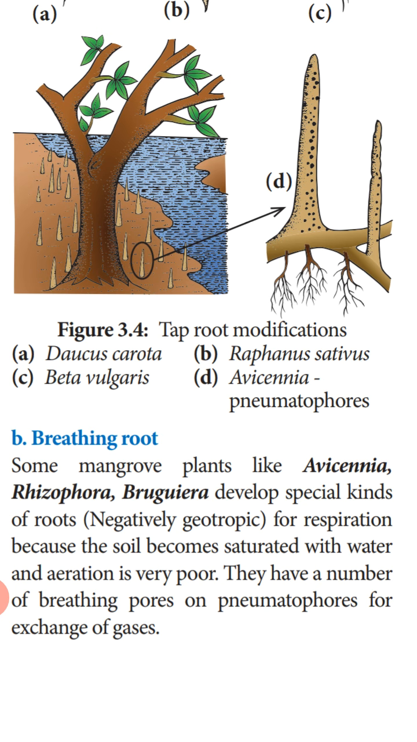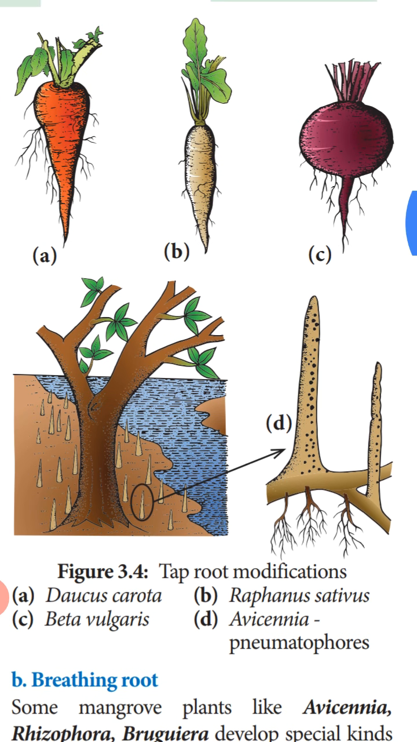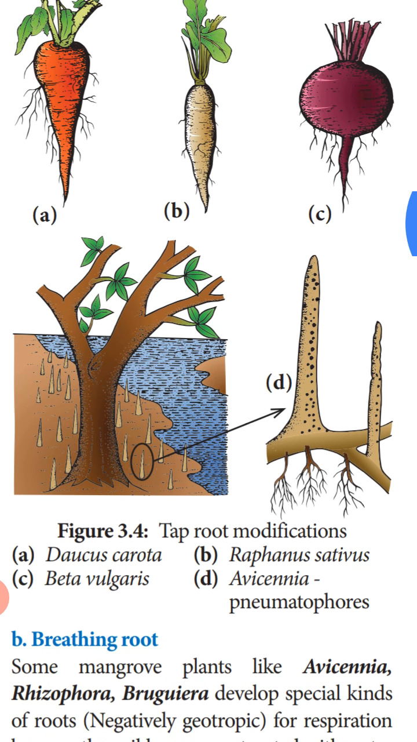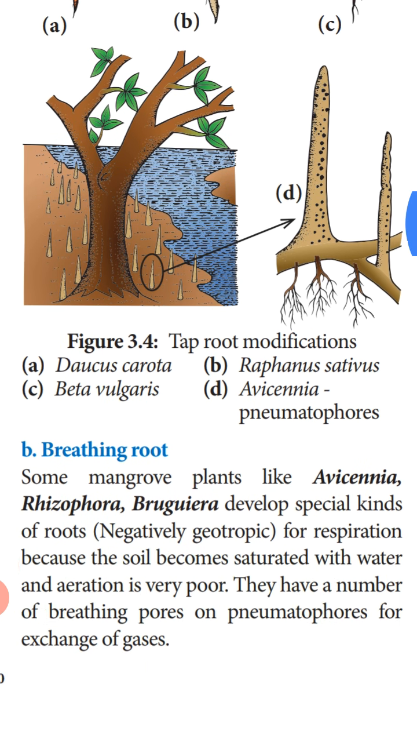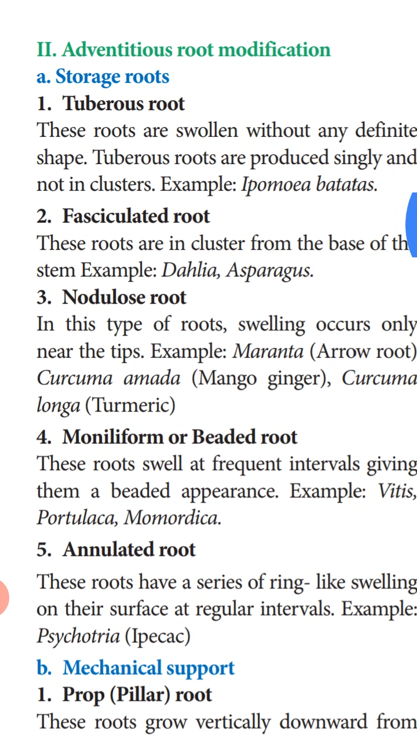So this is the modification seen in the taproot. Two types of modification we have seen in the taproot: one is the storage root modification and the other is the breathing roots. The example for breathing roots we have studied is Avicennia. Next, you are going to study the modification in the fibrous roots or adventitious roots.